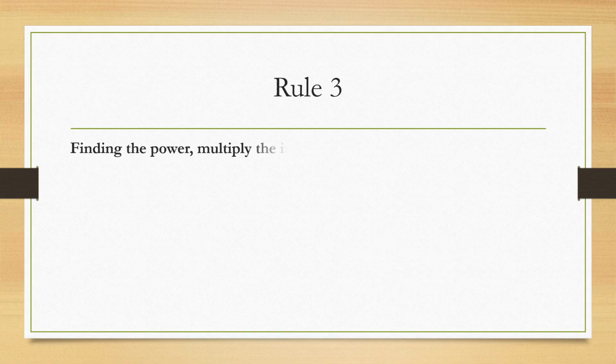So rule 3. When finding the power, you multiply the indices. What does it mean? This means that when you have a to the power of x, you put it in brackets and raise it to the power of y.